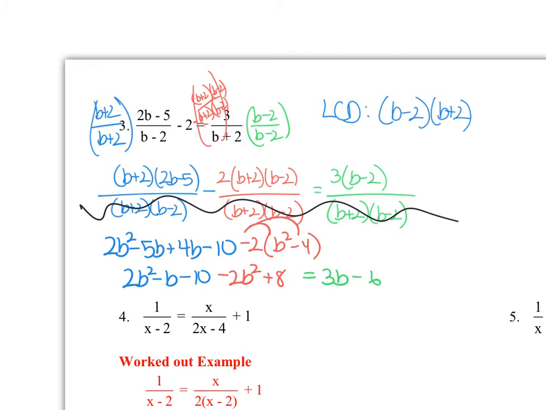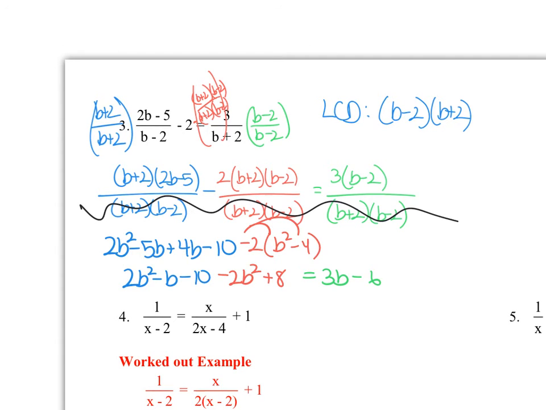So when you simplify by FOILing the blue, b plus 2 times 2b minus 5, you get 2b squared minus b minus 10. When you FOIL b plus 2 times b minus 2, those are conjugate pairs, so you're left with b squared minus 4. You do have to distribute a negative 2 through. Don't forget that minus sign, because it is a minus 2, so it has to get distributed, and that's why it becomes negative 2b squared plus 8. And then the right side, you get 3b minus 6.